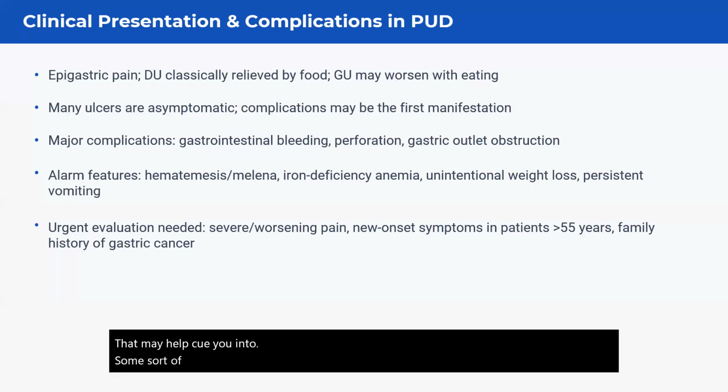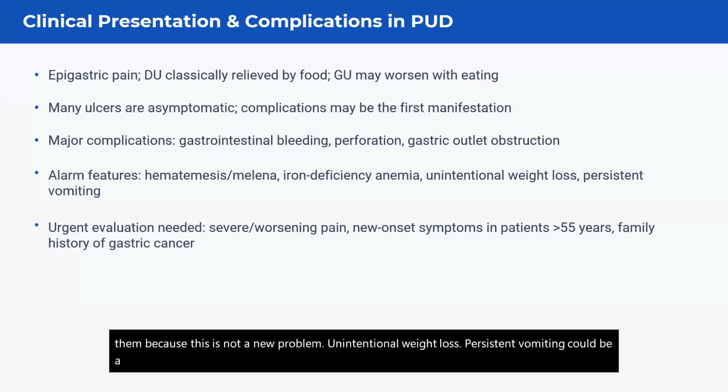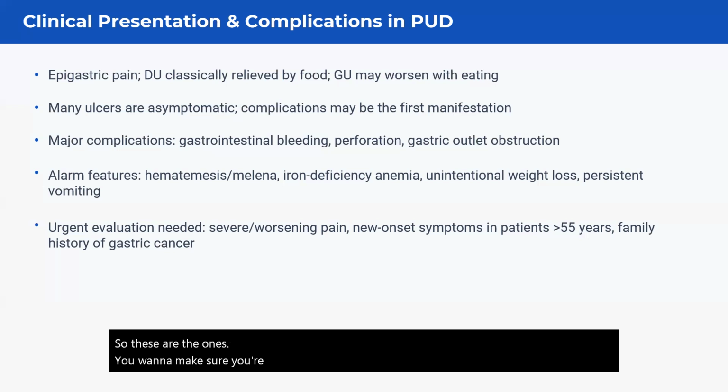Now, there are some alarming features to pay attention to. These require prompt evaluation and immediate endoscopy. Anything related to bleeding. Iron deficiency, you can scope them, but maybe not overnight. You can wait till tomorrow to scope them because this is not a new problem. Unintentional weight loss, persistent vomiting could be a possible obstruction. These findings could suggest major complications, malignancy, or both. So these are the ones you want to make sure you're advocating and moving through the system.